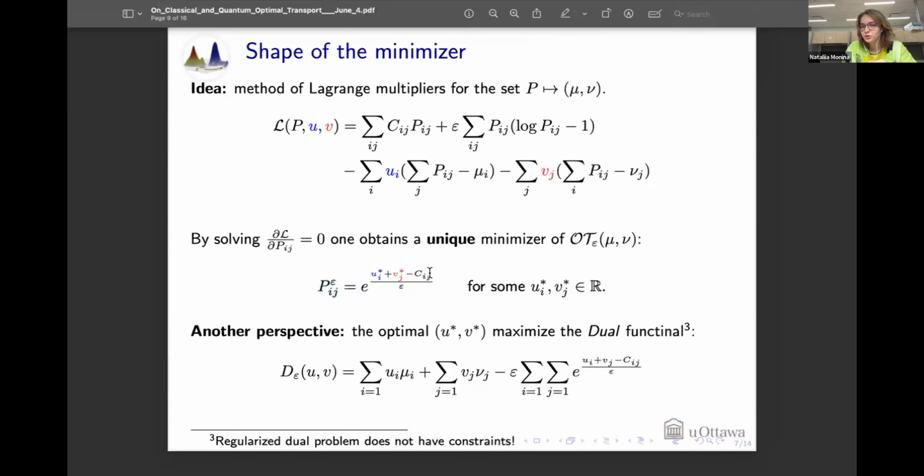So it's the exponential of u plus v minus c divided by epsilon. So this is really how the solution would look like. I will mention later in the slides, but at some point, when epsilon is becoming very small, this is becoming very big, but in such a way that it still somehow integrates to 1. Another perspective is really that the ones that satisfy this pi ij equal to this exponential are actually the maximization points of the dual functional. As I mentioned before, we have the primal functional that we want to minimize and the dual functional that we want to maximize, and there is some intersection point, and this relation is given by this expression.